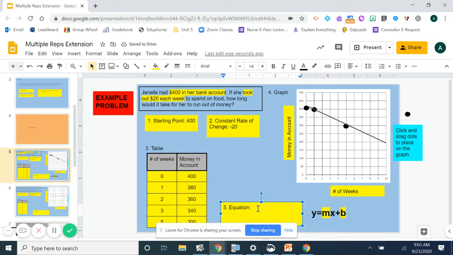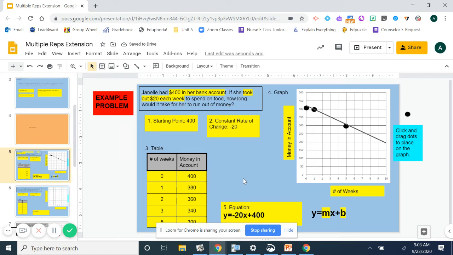it is going to read y equals, and then whatever m is, that's my constant rate of change, which is -20. So I'm going to write -20. Next to the constant rate of change is the x, so I'm going to put an x because I don't know that number yet. And then my b and that plus sign. The plus sign is based on whatever my b is. So if I look here, my starting point is 400, and that is a positive 400, so I need to make sure that I write plus 400. And here is my linear equation. I'll make this a little bit bigger so you can see it.